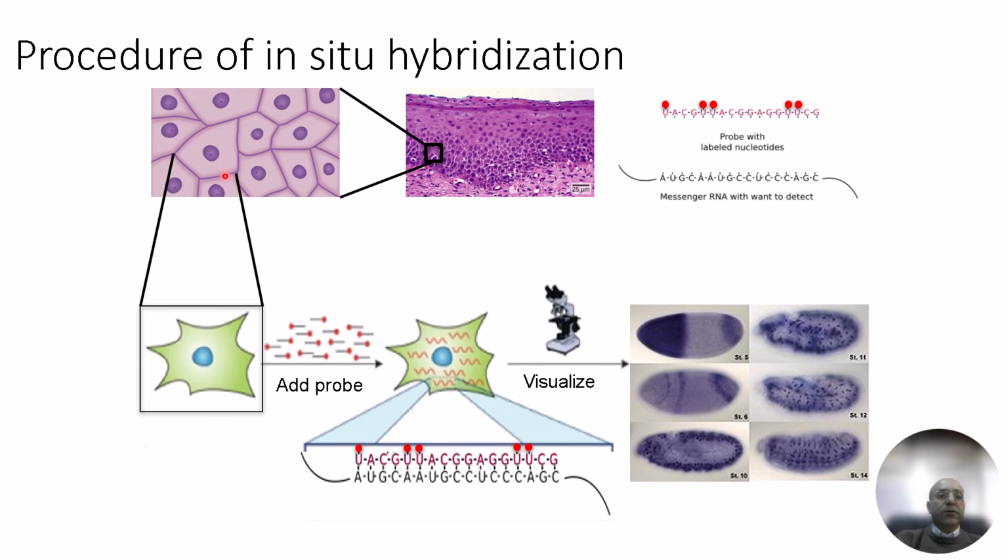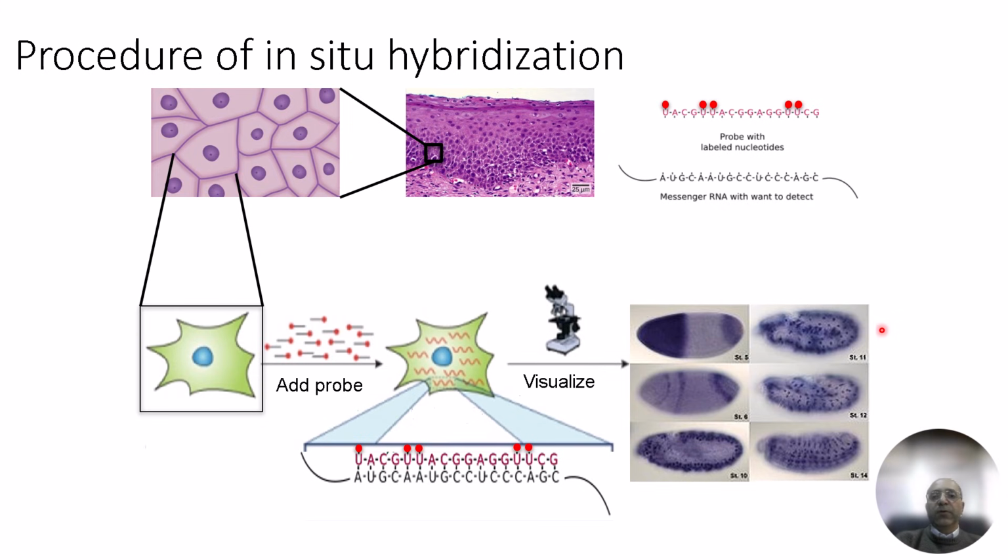So we zoom in onto a certain cell, we add a probe to the whole tissue section. So we zoom in here, we see that the probe binds to the messenger RNA molecules in that particular cell, for example. Okay, and we visualize it. We visualize where the signal is coming from. So we know exactly that this cell expresses that gene in particular.